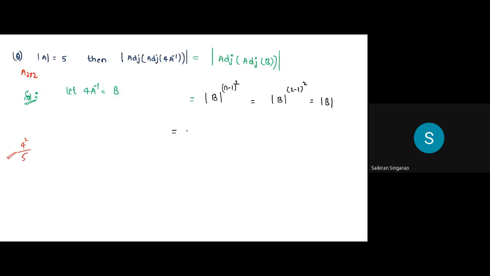Okay. So what is B, sir? Determinant of B is determinant of 4A inverse. When 4 comes out of this, what will I get? 4 square, because it's a 2 cross 2 matrix. Determinant of A inverse will be there. So what will be the answer? 4 square into determinant of A inverse, which is 1 by determinant of A. So that should be 4 square divided by 5. Very good. So whatever answer you got is perfectly right.